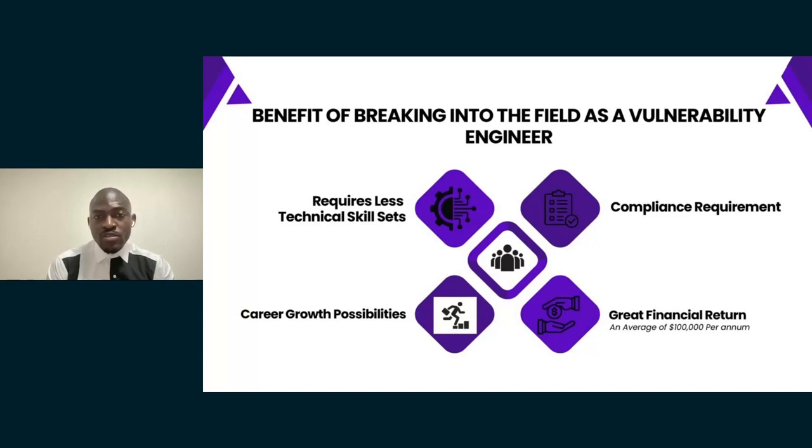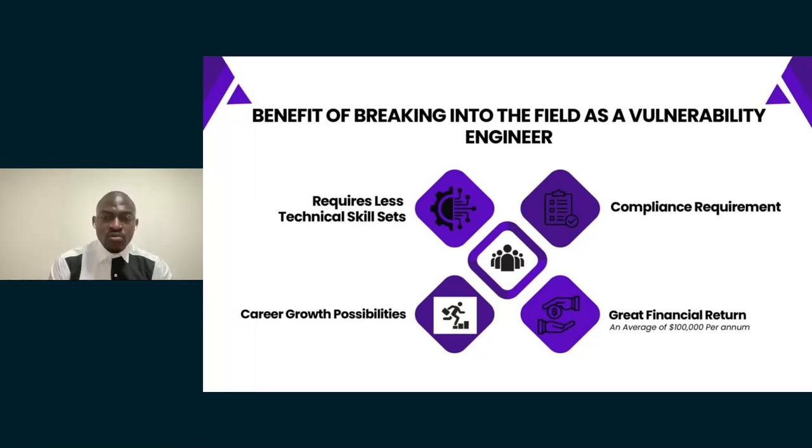It also depends on the type of engineer that you actually focus on. Because as a vulnerability engineer, you could branch into looking at endpoints. You might want to look at application security. So all of those extensions to vulnerability management might require much more in-depth knowledge. But just starting from the basics as a vulnerability management engineer, you don't require all of that in-depth knowledge.